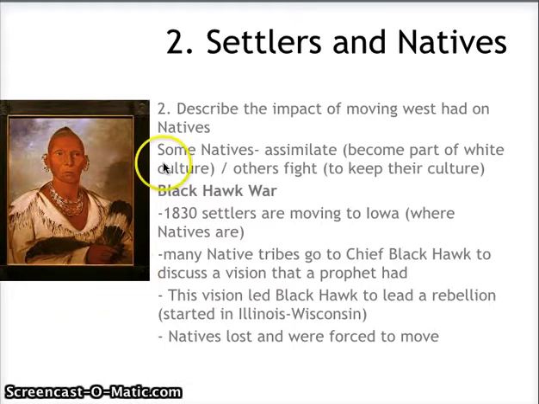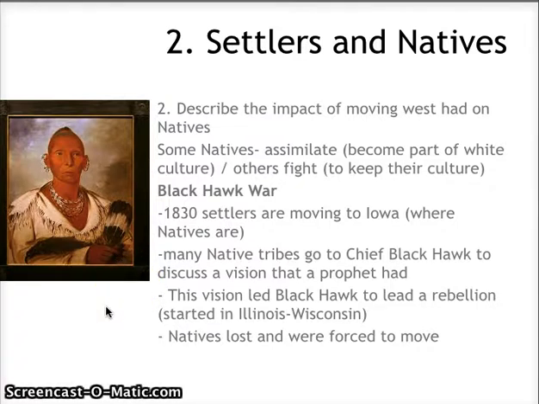Now, some natives at this time, this is our second objective, describe the impact of moving west on natives. Some natives decide to assimilate. That means they're going to become a part of white culture. But others are trying to fight against the white settlers to keep their own culture. The most notable is Chief Black Hawk of the Sioux tribe.